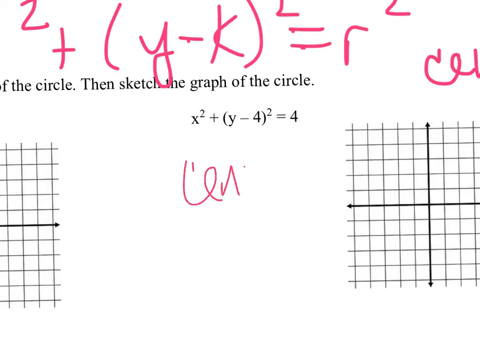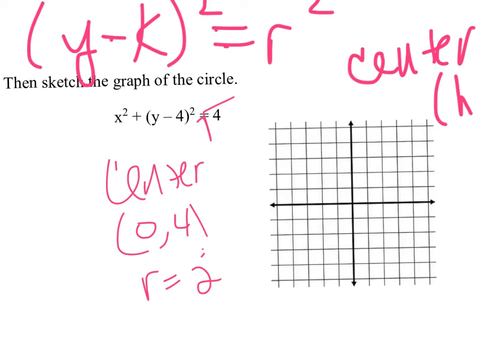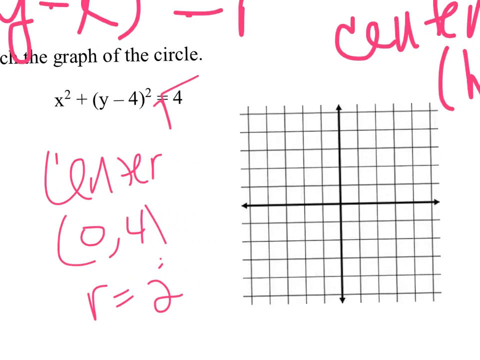Let's look at the second one. The center. Where is my center? What's being added or subtracted from x squared? Nothing. So it's 0, comma what? Positive 4. Good. And then my radius is 2. How come it's not plus or minus? Because it's a measurement. It's distance. Good. So I have my center at 0, 4.